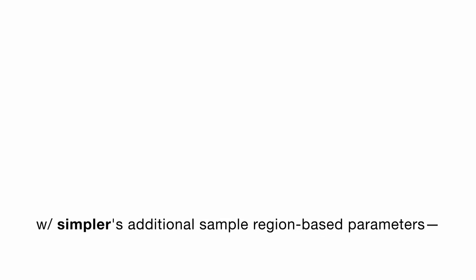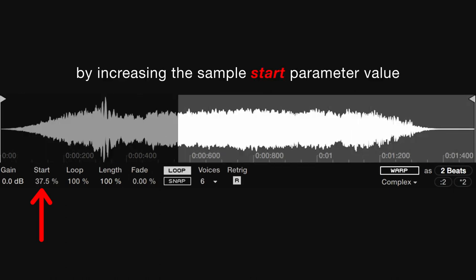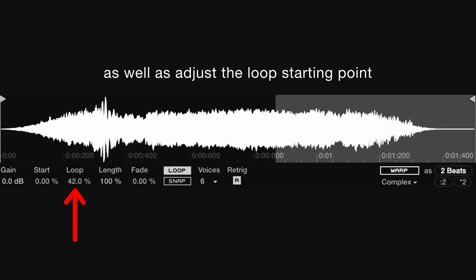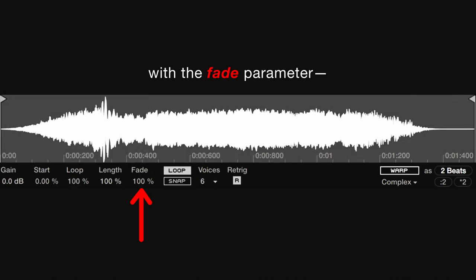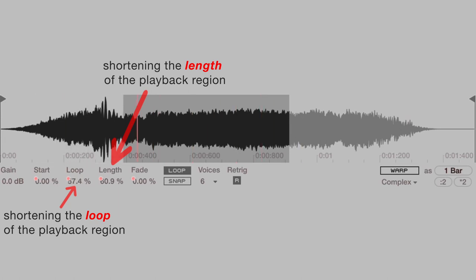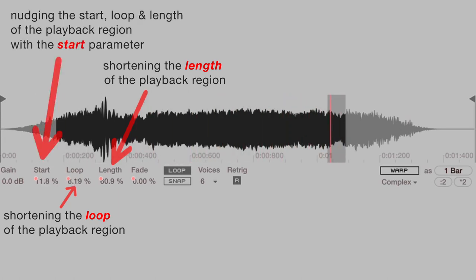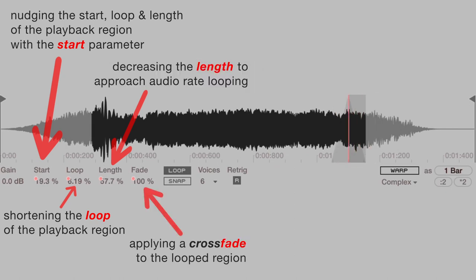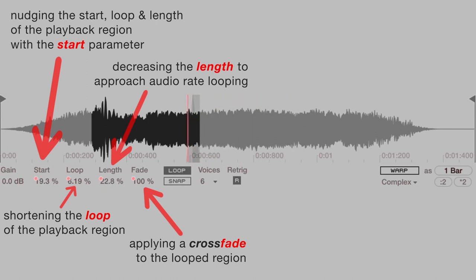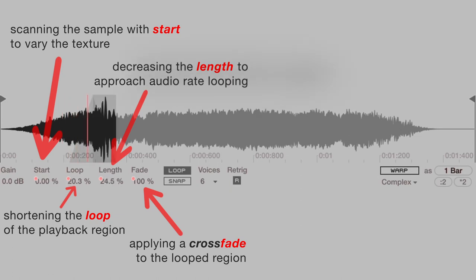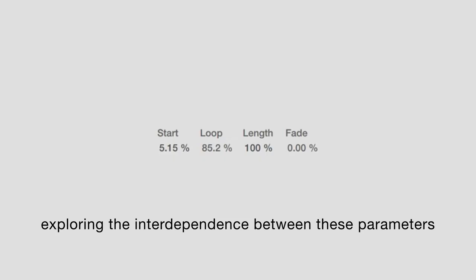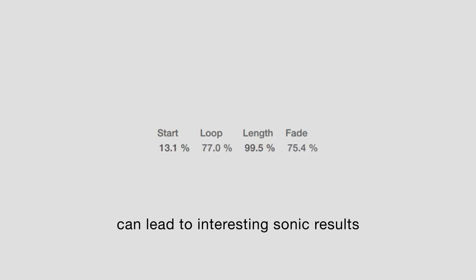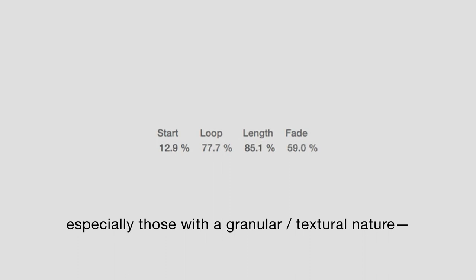We can further shape our loops with Simpler's additional sample region-based parameters. We can nudge the playback starting point by increasing the start parameter value, as well as adjust the loop starting point with the loop value. We can also add a crossfade to the looped region of our sample with the fade parameter. Exploring the interdependence between these parameters can lead to interesting sonic results, especially those with a granular or textural nature.